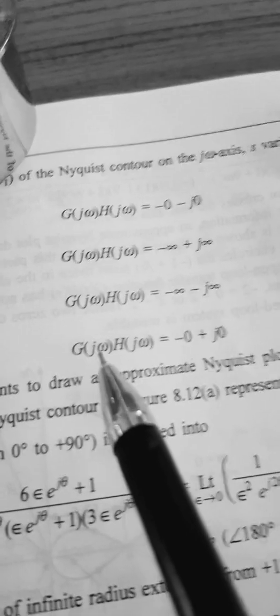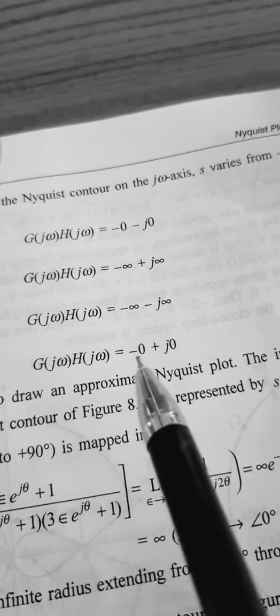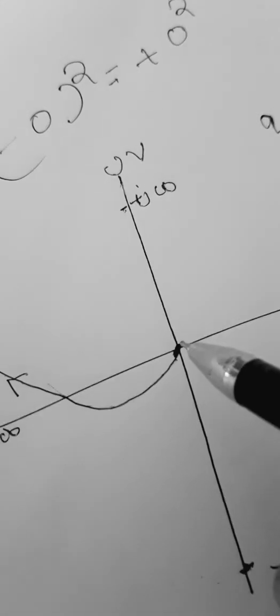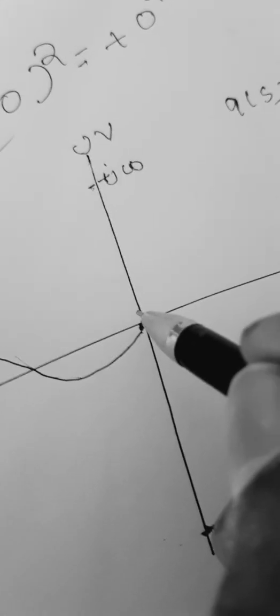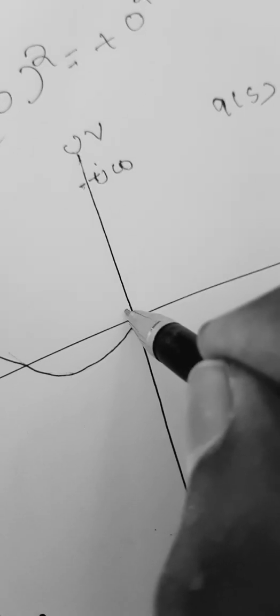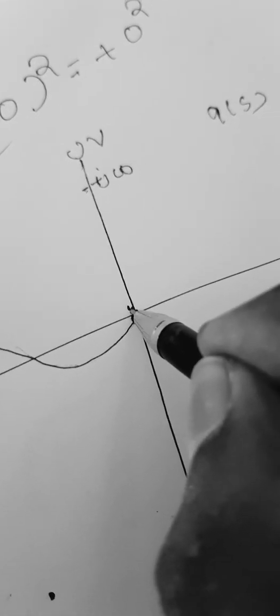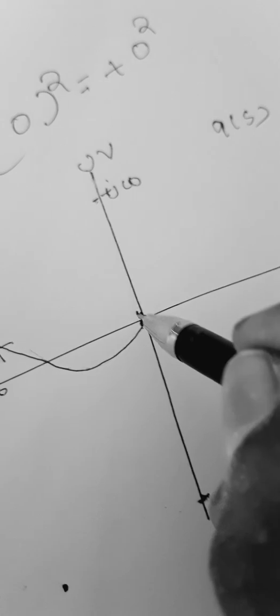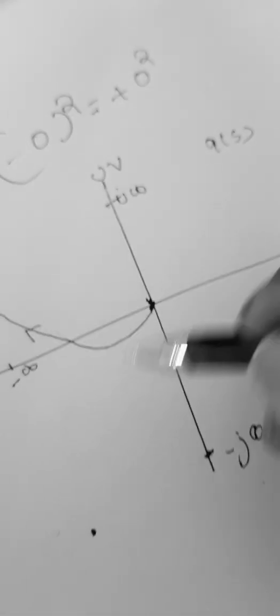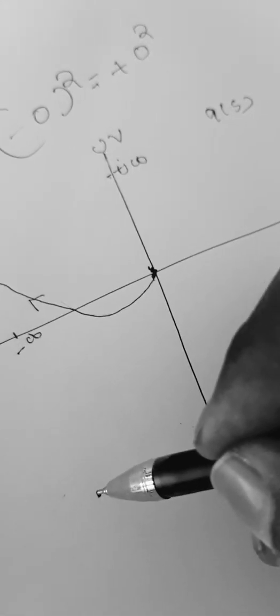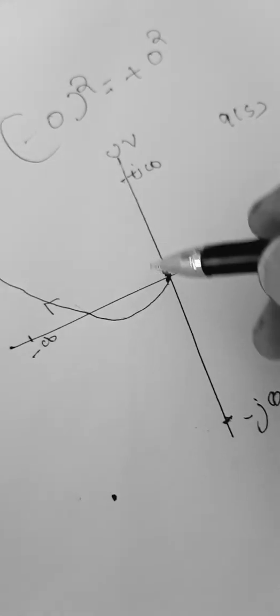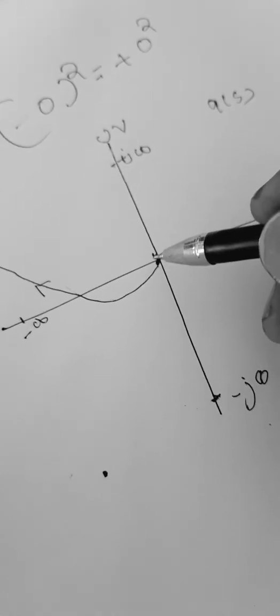you can see that G(j omega) H(j omega) is equal to minus 0 plus j 0. Minus 0 means this side, plus j 0 means this side. So you will get a point here almost. Means it is the same point only, but when you are doing like that, it is slightly above this line and to the left.